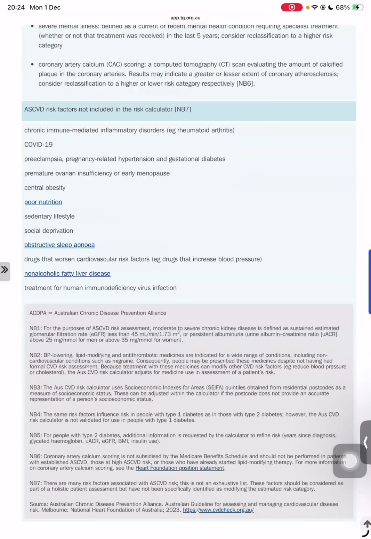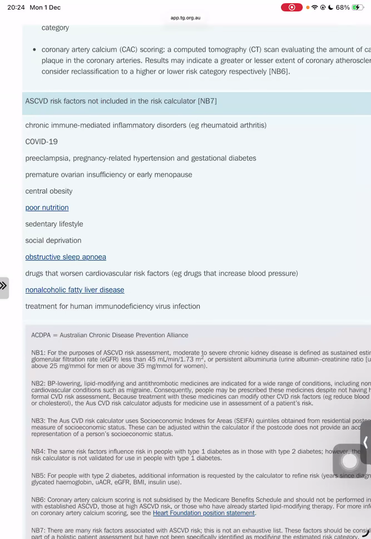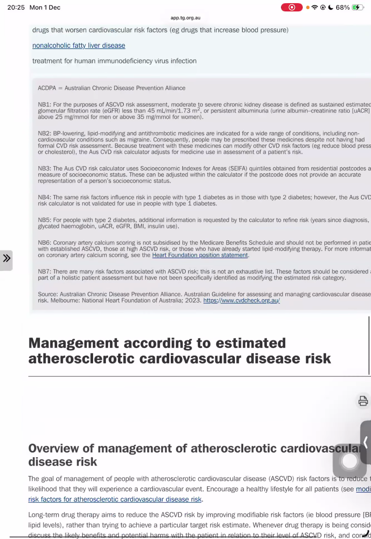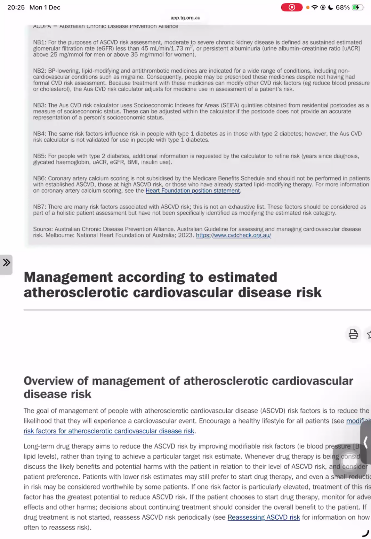And the risk factors not included in the risk calculator, you have to remember these as well. Chronic immune mediated inflammatory disorders like rheumatoid arthritis, COVID-19, and preeclampsia are not risk factors in this calculator. Also poor nutrition, central obesity, and obstructive sleep apnea.